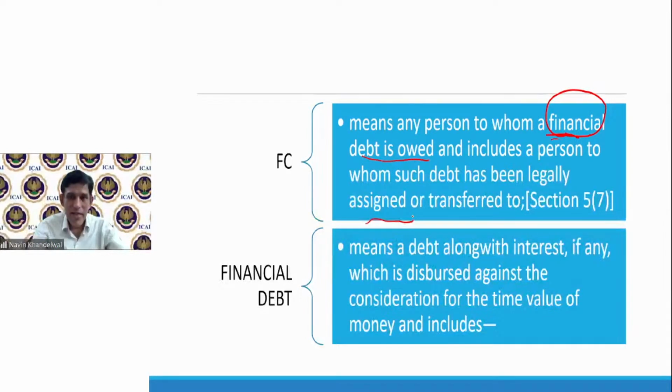So financial debt means a debt along with interest, if any, which is disbursed against the consideration for the time value of money. The essence of a financial debt should be the time value of money. There has been a lot of fight over this, and ultimately it has been defined that if any particular transaction is to be treated as a financial debt, the underlying principle should be that there is a consideration for the time value of money. Then only will it be treated as a financial debt.